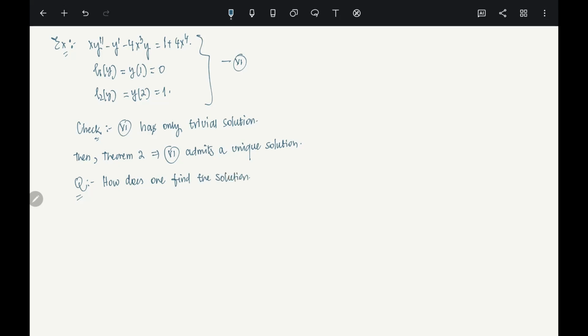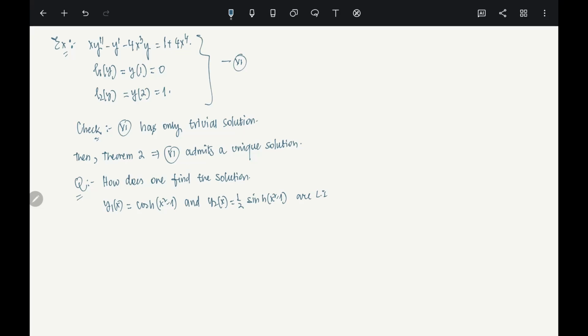A unique solution is fine, but can you find that unique solution? That's the question. Of course, we know that y1(x) = cosh(x² − 1) and y2(x) = ½ sinh(x² − 1) are two linearly independent solutions of the homogeneous problem. That is given. We talked about it just some time ago.